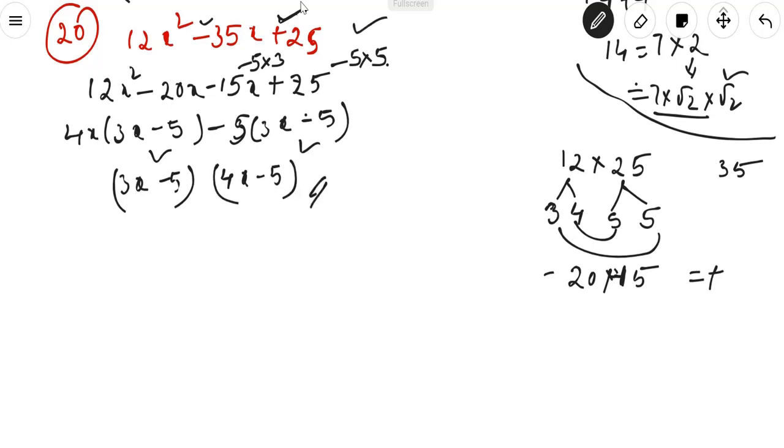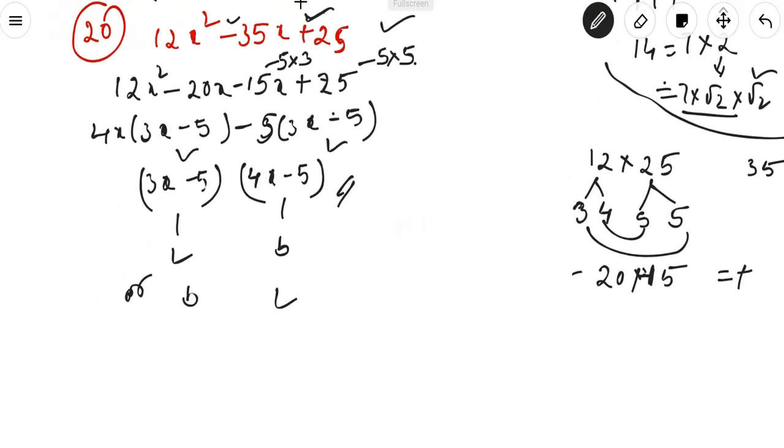Any one value you can take as one. You can take this one as length and this one as breadth, or you can take this one as breadth and this one as length. So this is your length and breadth of problem number 20. Okay, so these are the 20 problems of your exercise 5B of your ICSE 9th maths.